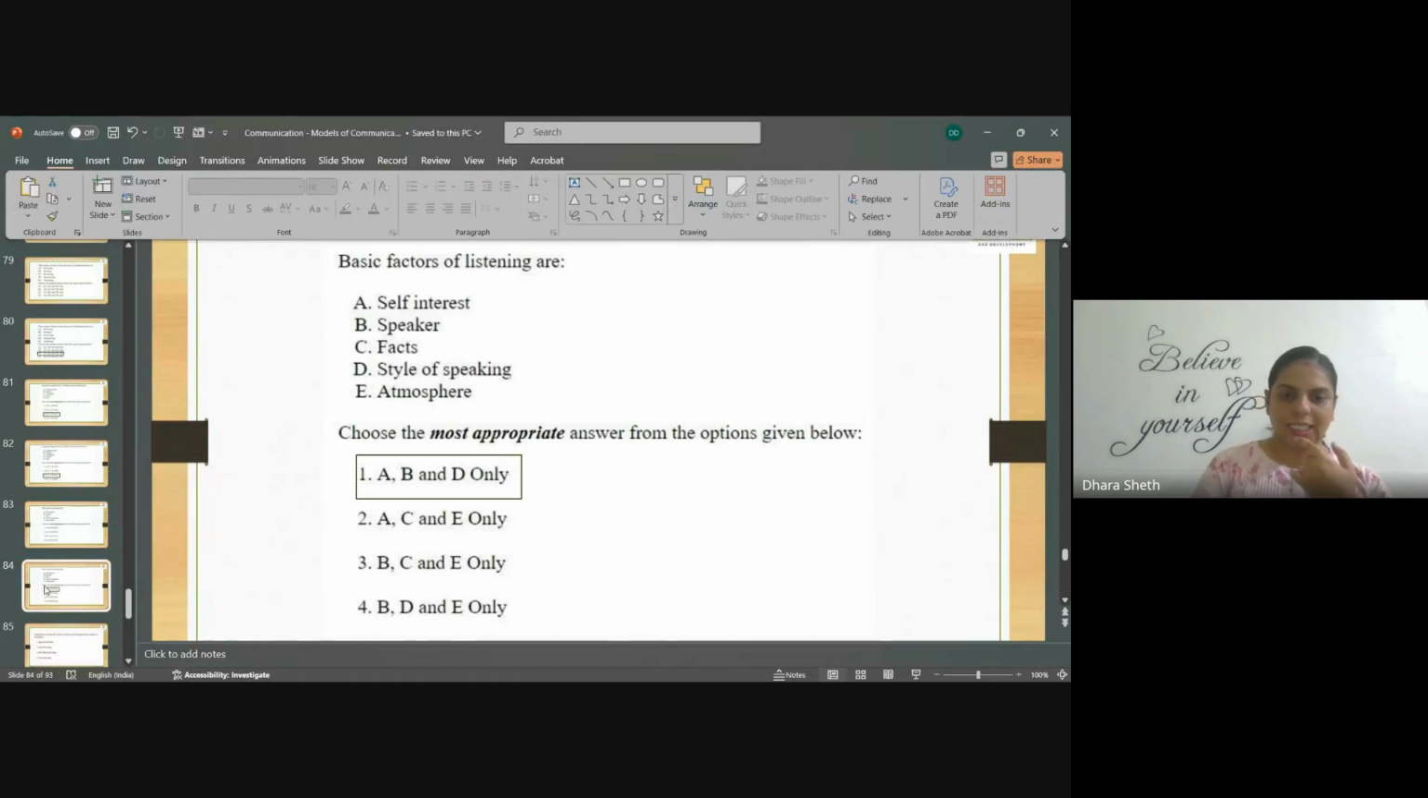So you're right. The answer is 1. Self-interest, speaker, and style of speaking. The facts and the atmosphere are not the basic factors of listening. Your interest in whatever the other person is speaking, who's the speaker, and the way that they are speaking impacts whether the other person is more attentive or not.